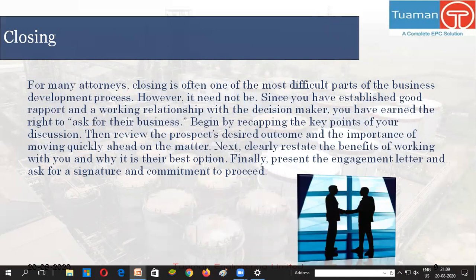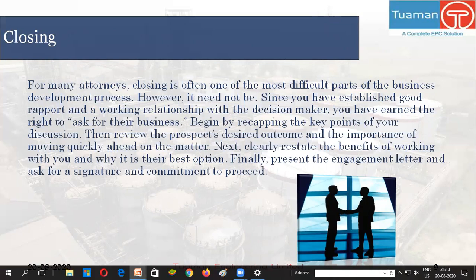Closing: for many attorneys, closing is often one of the most difficult parts of the business development process. However, it need not be, since you have established good rapport and a working relationship with the decision maker, you have earned the right to ask for their business.